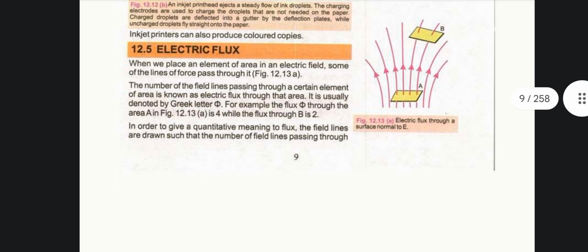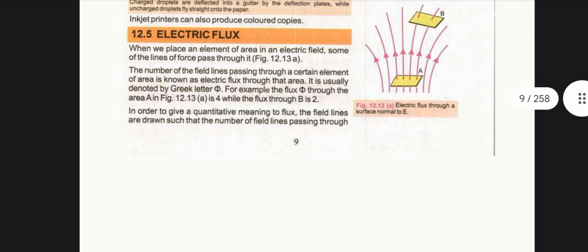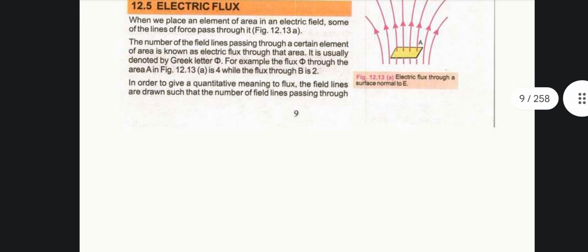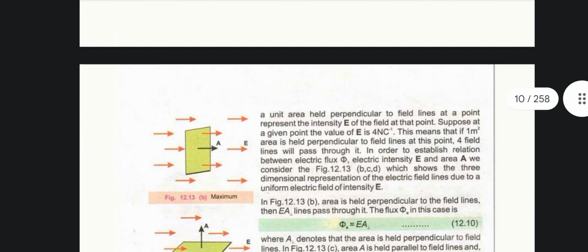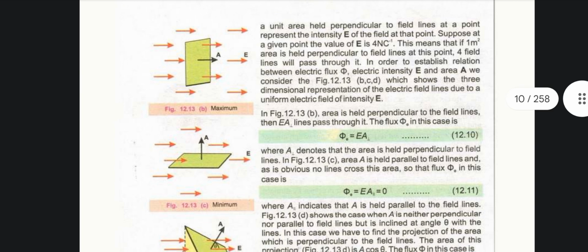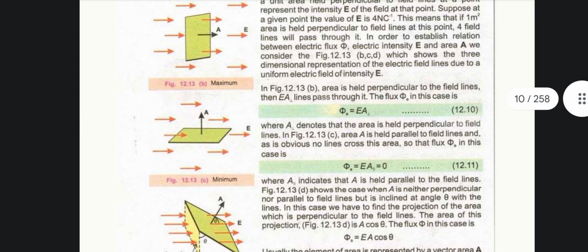For example, the flux phi through the area A in figure 12.3a is 4, while the flux through B is 2. In order to give a quantitative meaning to flux, the field lines are drawn in such a manner that the number of field lines passing through a unit area held perpendicular to the field lines at a point represents the intensity E of the field at that point. Suppose at a given point the value of E is 4 Newton Coulomb inverse. This means that if 1 meter square area is held perpendicular to the field lines at that point, 4 field lines will pass through it.